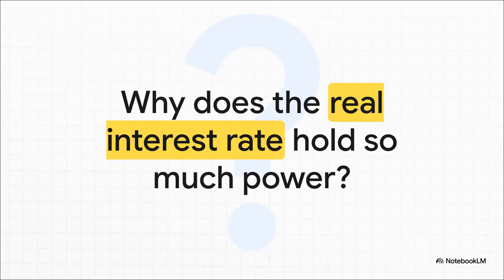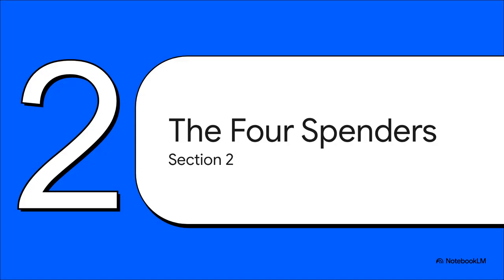So here's the central mystery we're going to solve. Why is it that this one single number, the real interest rate, which is basically the true cost of borrowing money, has so much influence? I mean, this thing can kickstart an economic boom, or on the flip side, put the brakes on everything. How? To figure that out, we first have to understand who's actually spending the money. And that brings us to the four main characters in our economic story. It's their collective choices, what they decide to buy, that really powers the whole system.